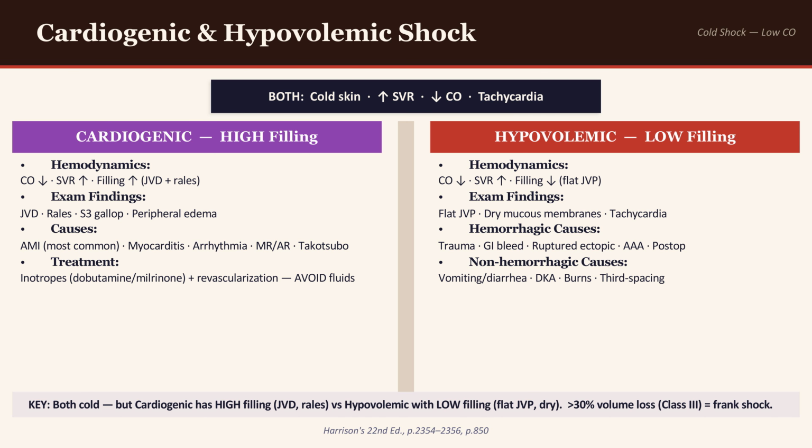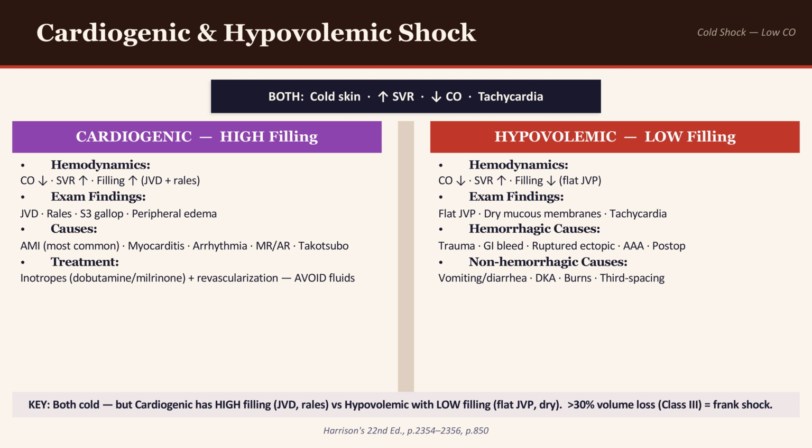Now for the cold shock types. Cardiogenic and hypovolemic share the same hemodynamic fingerprint: low CO, high SVR, cold, clammy skin, tachycardia. But here's how you tell them apart. Feel the neck veins and listen to the lungs. Cardiogenic shock means the pump has failed. Fluid backs up. You get elevated JVP, bilateral rales, an S3 gallop, and peripheral edema. The most common cause is a large anterior STEMI, but myocarditis, severe arrhythmia, and acute valvular disease can all do it. Hypovolemic shock, on the other hand, means the tank is empty.